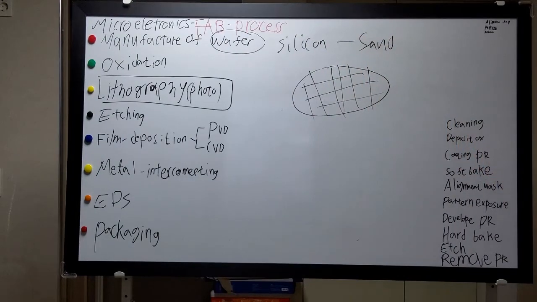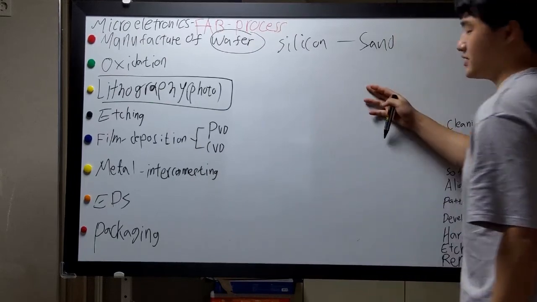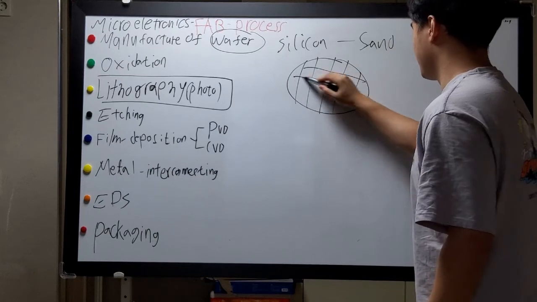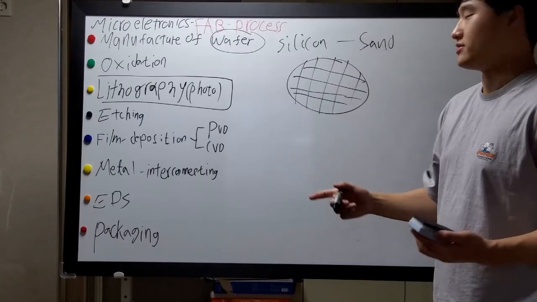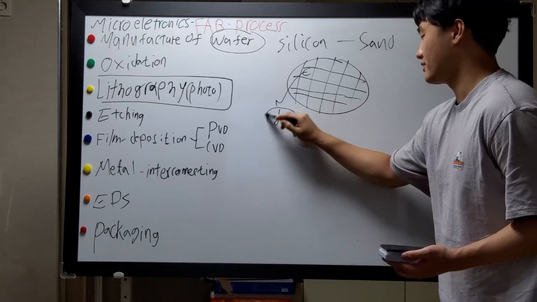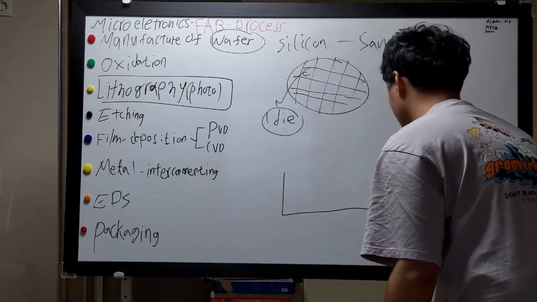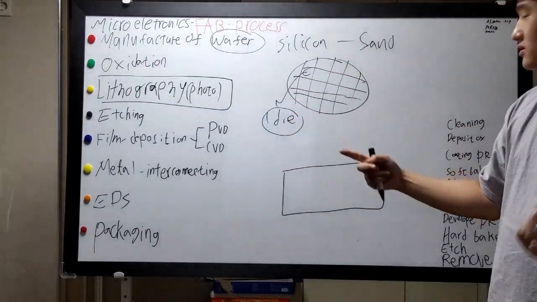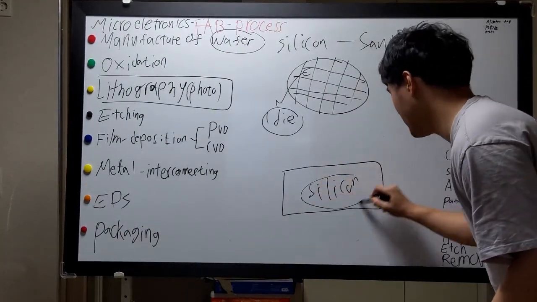For processing the microelectronics, let's see, here is the wafer. That is the main material, silicon. And each cell can be called a die. And then if we see it from the horizontal perspective, the silicon substrate will be here.